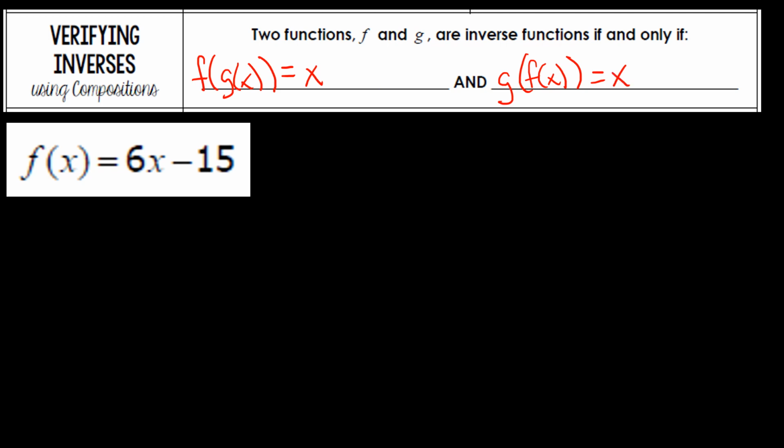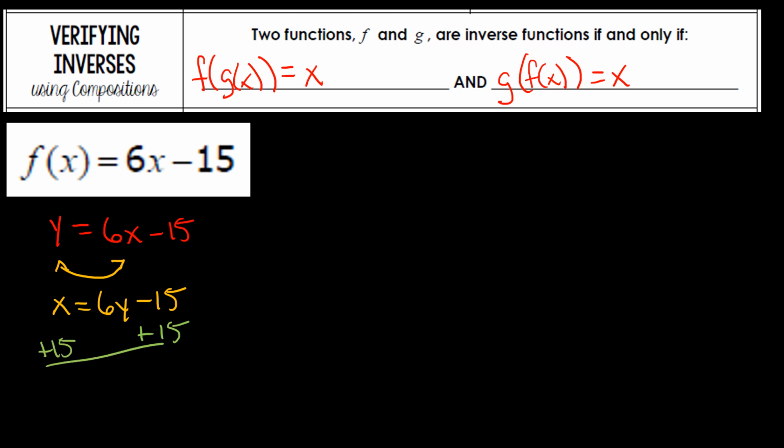So if we look at this problem here, we're given f of x. To get the inverse, we know we're going to write this as y equals 6x minus 15. But if I want the inverse, I need to switch my x and y. So x equals 6y minus 15. And then we need to solve for y. So I'm going to add 15 to both sides. I'm going to get x plus 15 equals 6y. And then to isolate y, we need to divide both sides by 6.